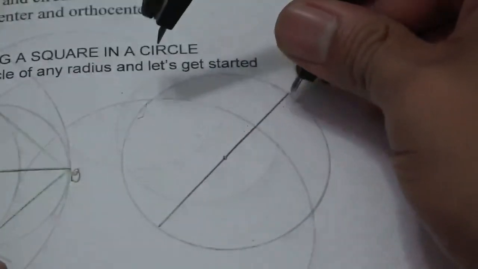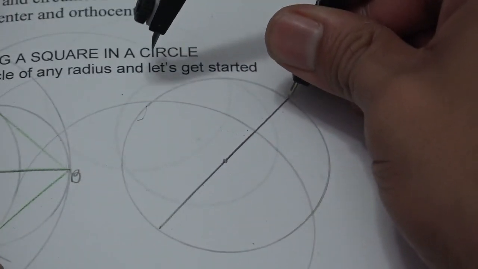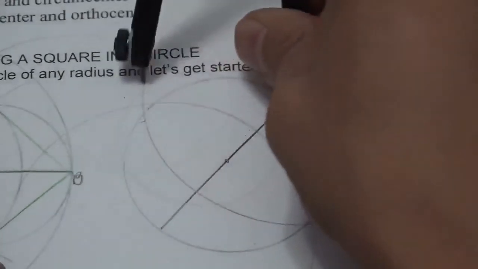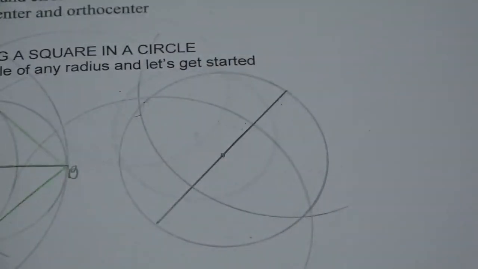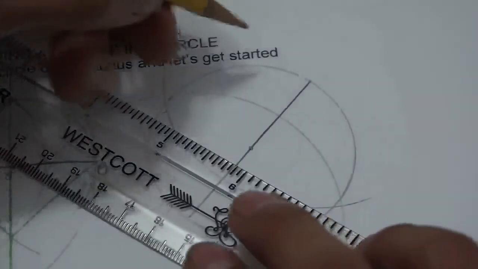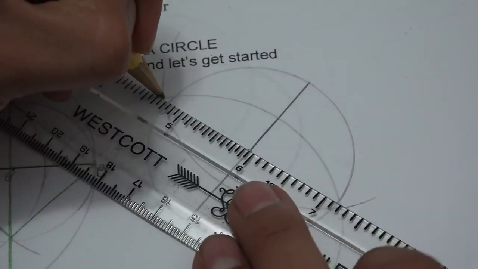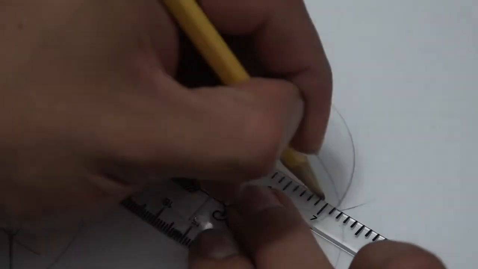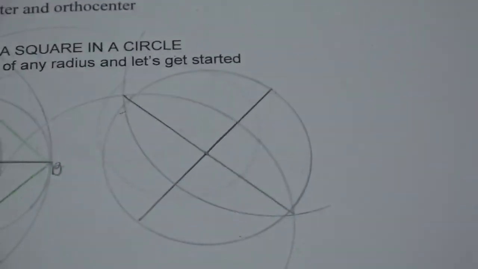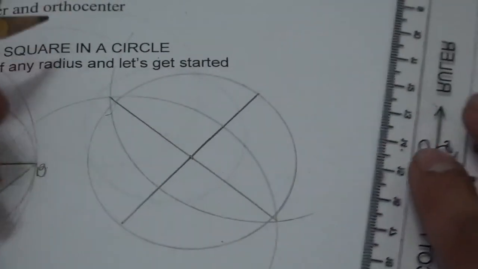I go to the other point B. Okay, with the same radius, sorry, and do this. And now I connect the points of intersection. And last but not least, all I have to do is now connect the points.